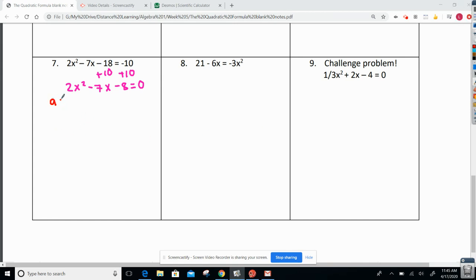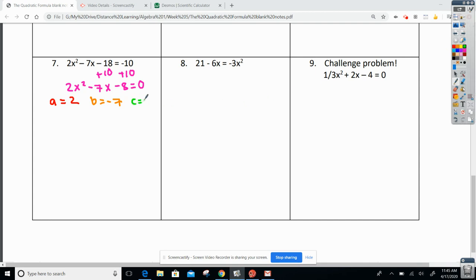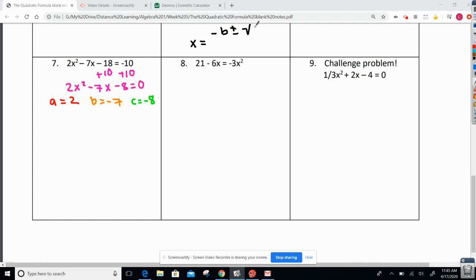My A value here is going to be 2. My B value is going to be -7. And my C value is going to be -8. From here, I'm just going to plug those into my quadratic formula, which I will again write up top here for us. -b plus or minus the square root of b squared minus 4ac all over 2 times a.